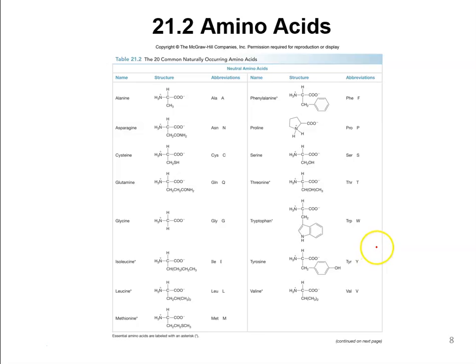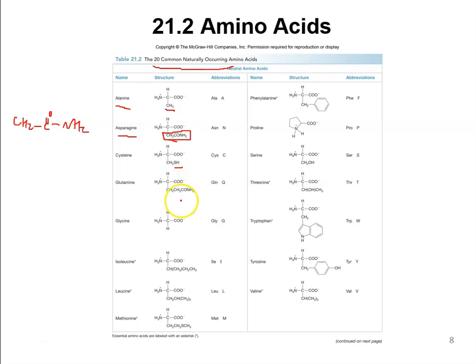These are the types of amino acids. There are 20 common naturally occurring amino acids. This is a list of, I think, 16 of them here. Here's alanine, which has a methyl group. Asparagine, you notice, has an amide group. It's a CH2 with a carbonyl and an NH2.